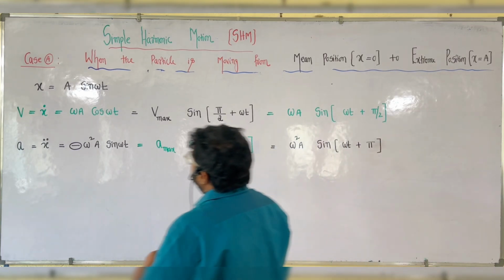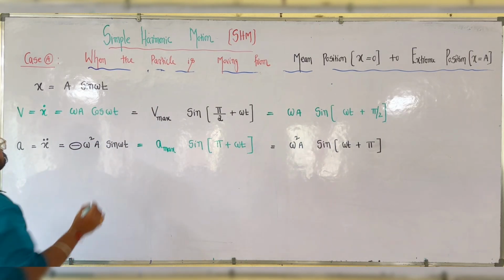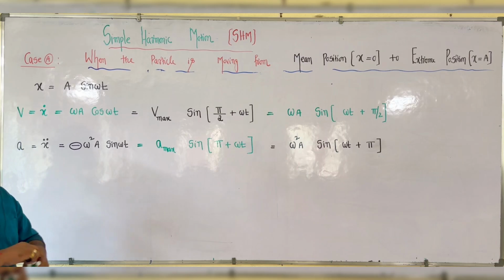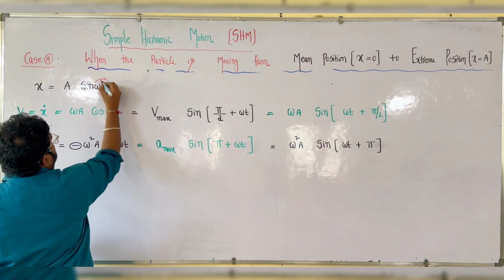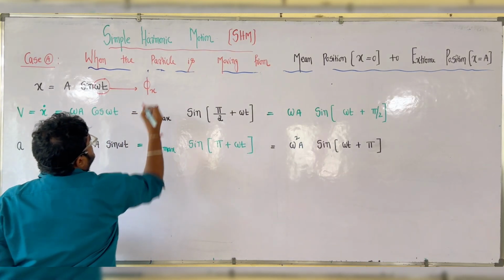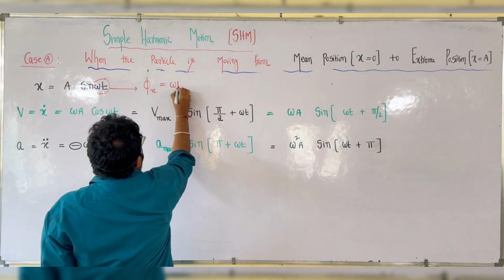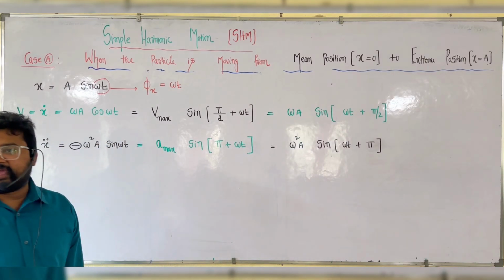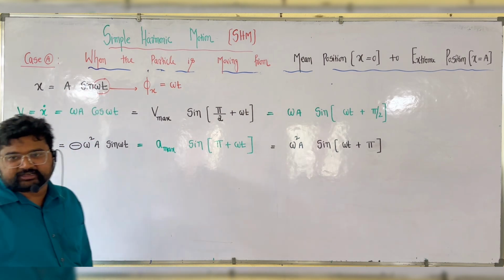Omega t plus pi. What is the phase of the displacement of the particle which is in SHM? It is passing from origin, starts from mean position. Clear? So what is the phase of the displacement of the particle? Omega t is the phase. Phase means what? The total argument of the sine is called phase. Clear?